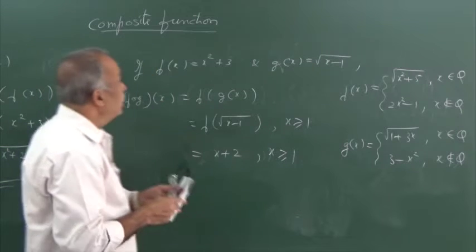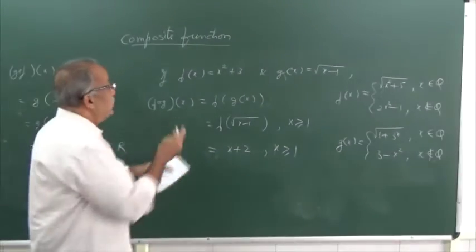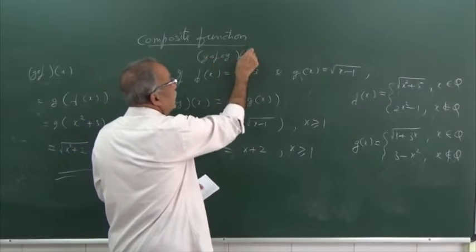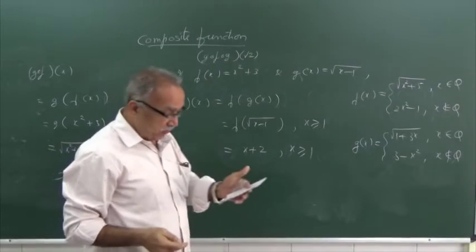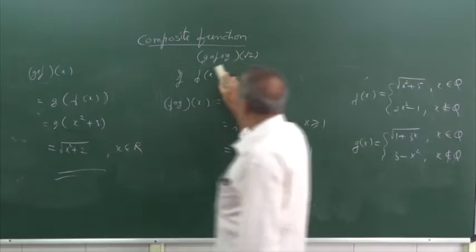I want a simple numerical calculation, not a general formula. G composite F composite G of root 2. I want to just make the evaluation of this. No need to obtain the general formula for the composite.